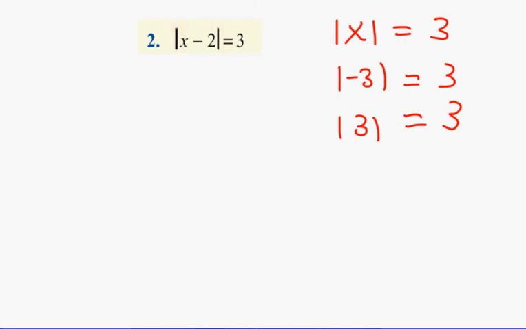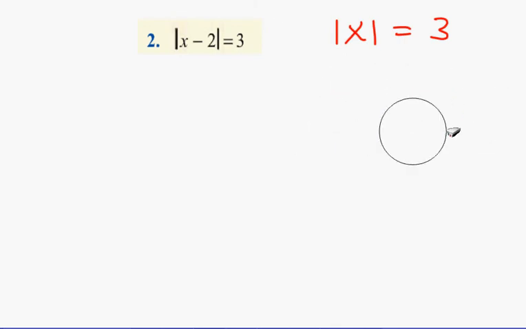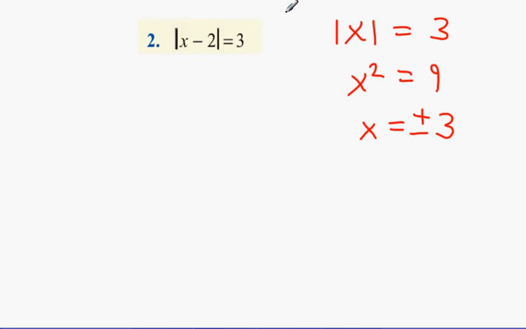Now, to answer a question like the modulus of x equals 3, what we'll usually do is square both sides. So when you square the modulus, you get rid of the modulus, and then that equals 9. And then what you can say is, oh, this means x equals plus or minus 3. Oh, sorry, plus or minus 3.